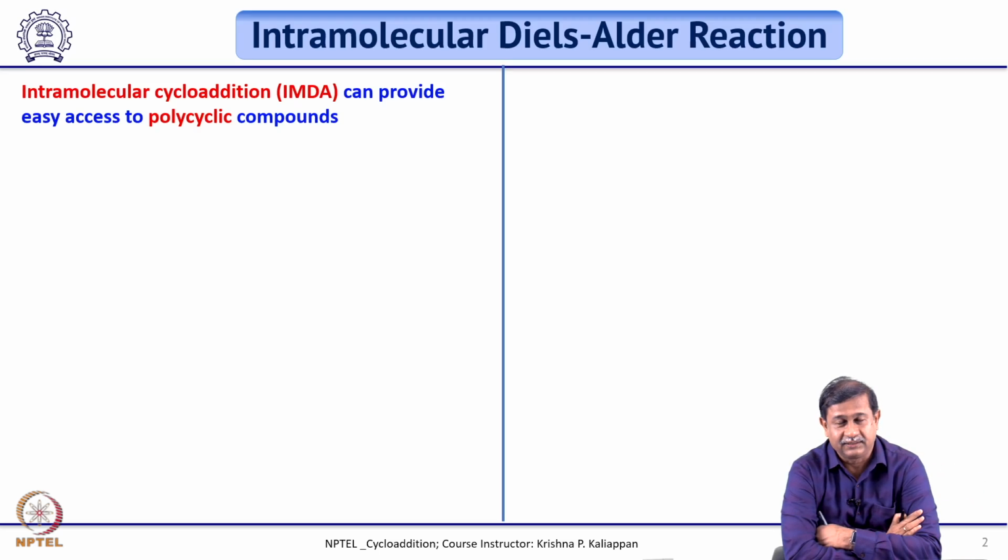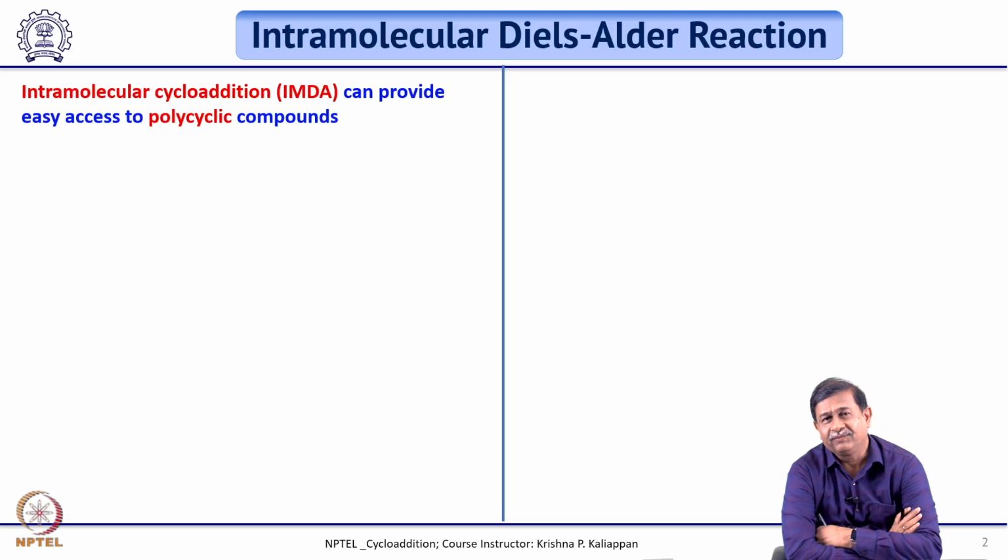We also discussed the normal 4+2 cycloaddition reaction and the abnormal one, that is, the inverse electron demand Diels-Alder reaction. In addition, we also talked about the hetero Diels-Alder reaction, where one of the atoms in either the diene or the dienophile, or in some cases both, has been replaced by a heteroatom.